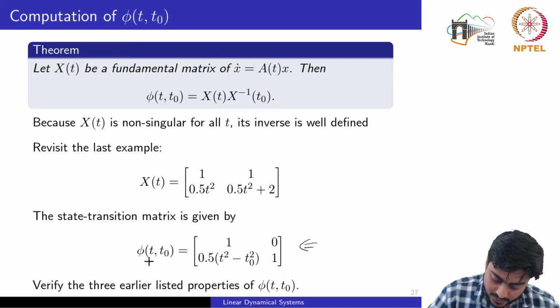So once we have computed this phi(t, t naught), you can verify by yourself all the three properties which we had discussed initially: the solution of the state transition matrix, the semi-group property, and also the non-singularity and the inverse property.